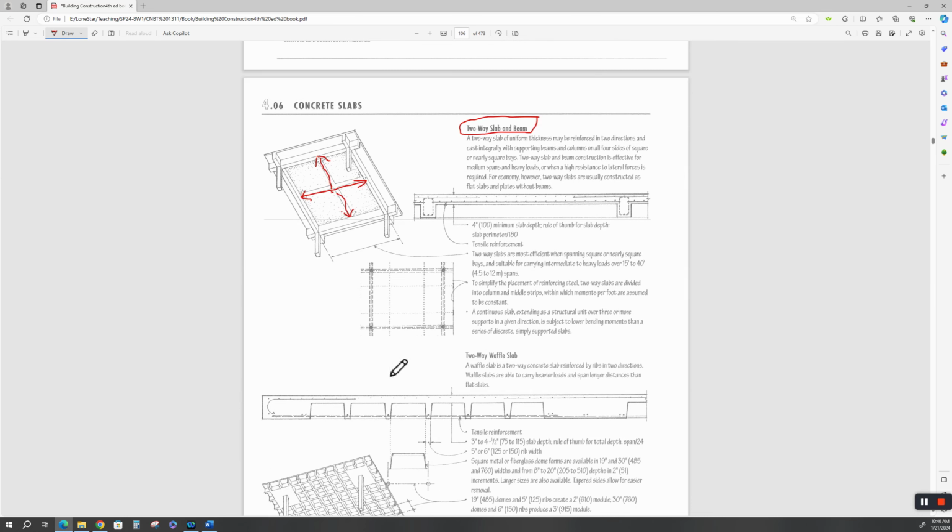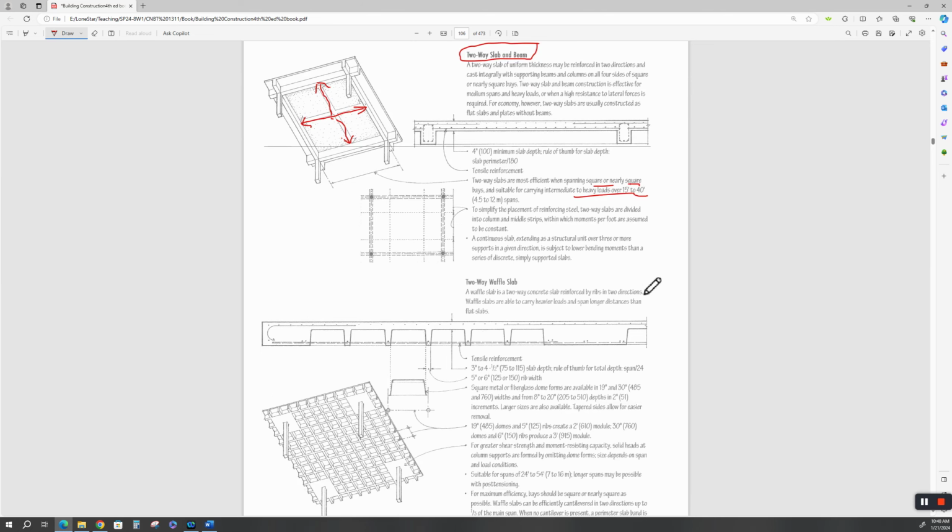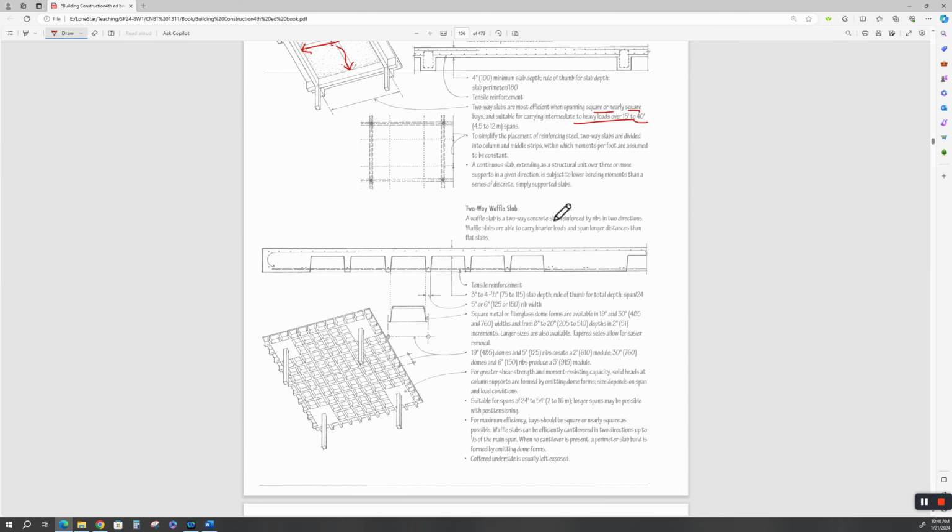On a two-way slab, like a waffle slab, we'll get to that in a second. What are his rules of thumb up here? When spanning square or nearly square, that's right, and can carry intermediate to heavy loads over 15 to 40 feet. Again, you get with your engineer. I've had some two-way slabs in some wastewater treatment plants, the dewatering buildings, that were 30-foot squares and holding up some heavy dewatering centrifuges, to sling the water out of the sewage sludge before the sludge went into the dryers.